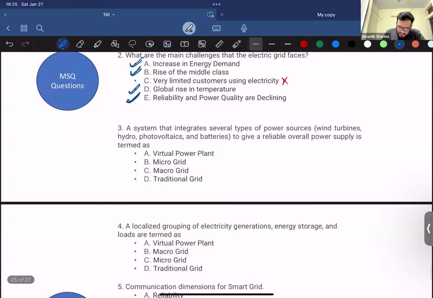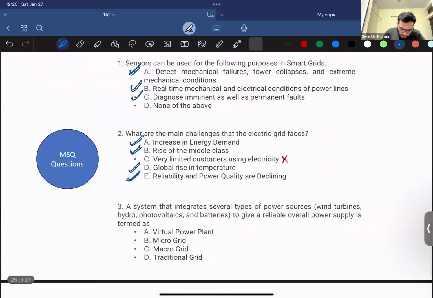So a system that integrates several types of power sources, wind turbines, hydro, photovoltaics, and batteries to give a reliable overall power supply is termed as what? Can you tell me? So when we have multiple different sources of electricity generation, microgrid. Do microgrids only have power generation? Don't they have load? Right now we only have several types of power sources. How can it be a microgrid?